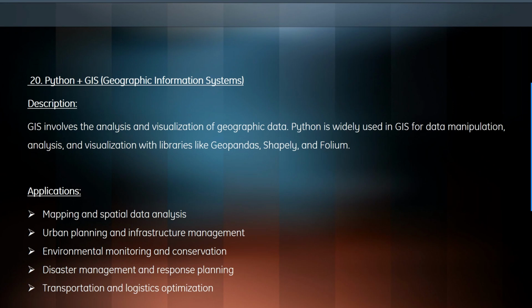Moving on, we have Python plus GIS, which is a geographic information system. GIS involves the analysis and visualization of geographical data. Python is widely used in GIS for data manipulation, analysis, and visualization with libraries like GeoPandas, Shapely, and Polygon. So it's basically regarding all the geographic aspects of the system.